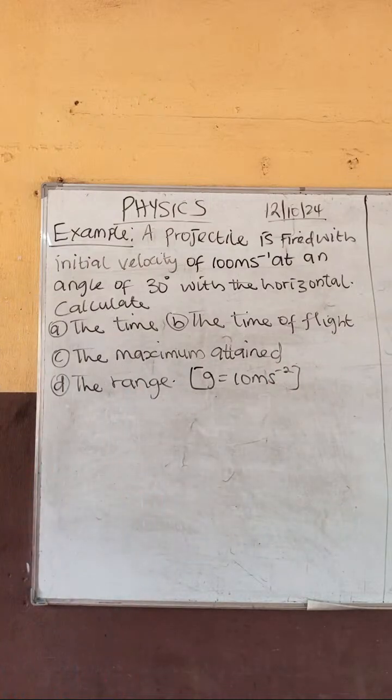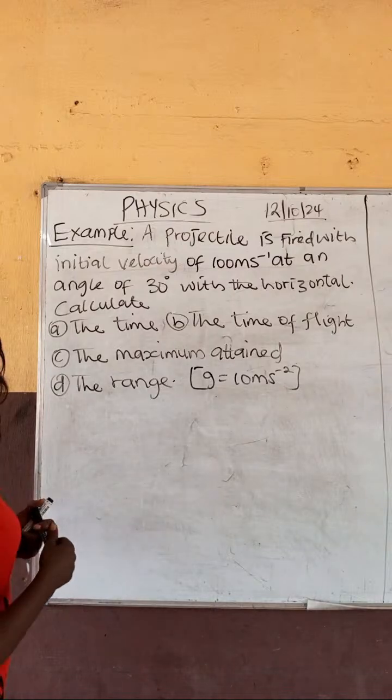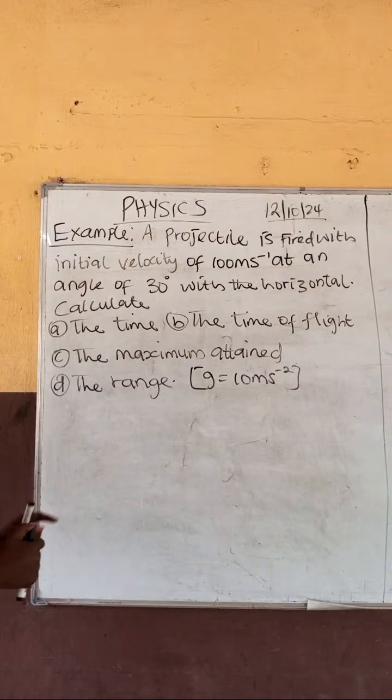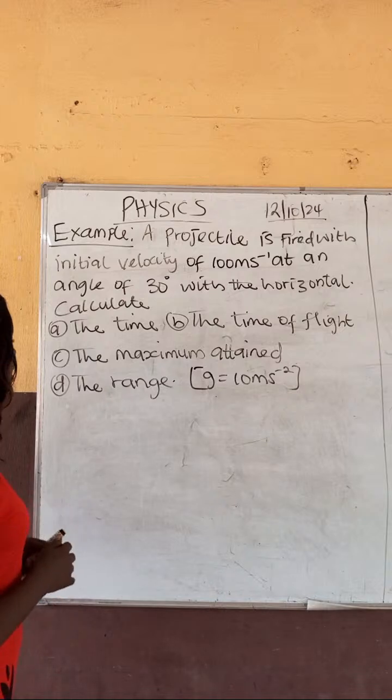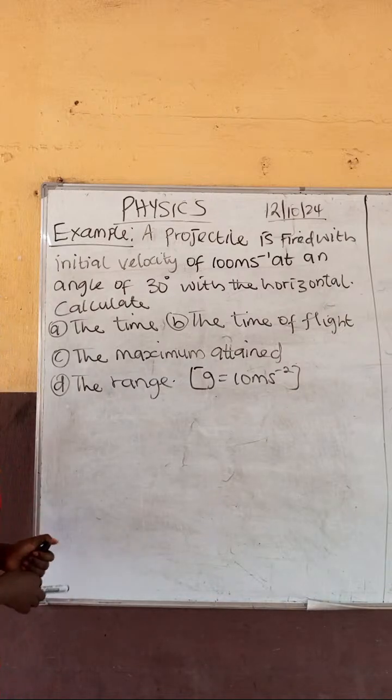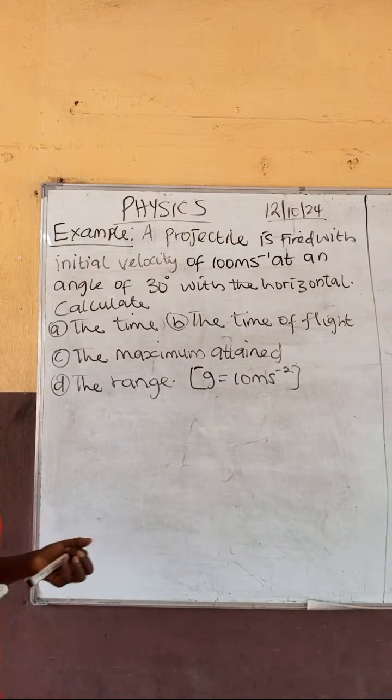All right, let's look at this example. A projectile is fired with initial velocity of 100 meters per second at an angle of 30 degrees with the horizontal. Calculate A, the time; B, the time of flight; C, the maximum height; and D, the range. Now, looking at this question, we are going to use the illustration to explain it. Then we can now solve.